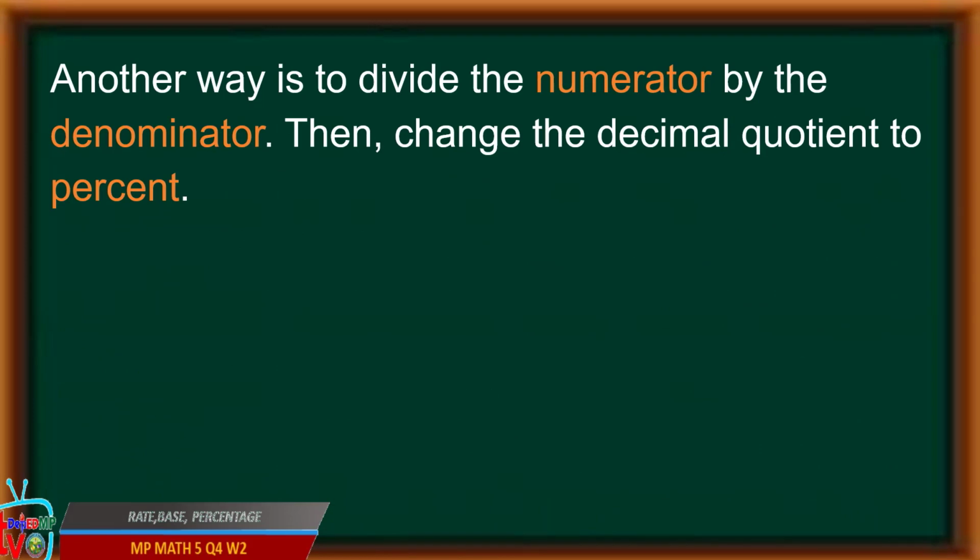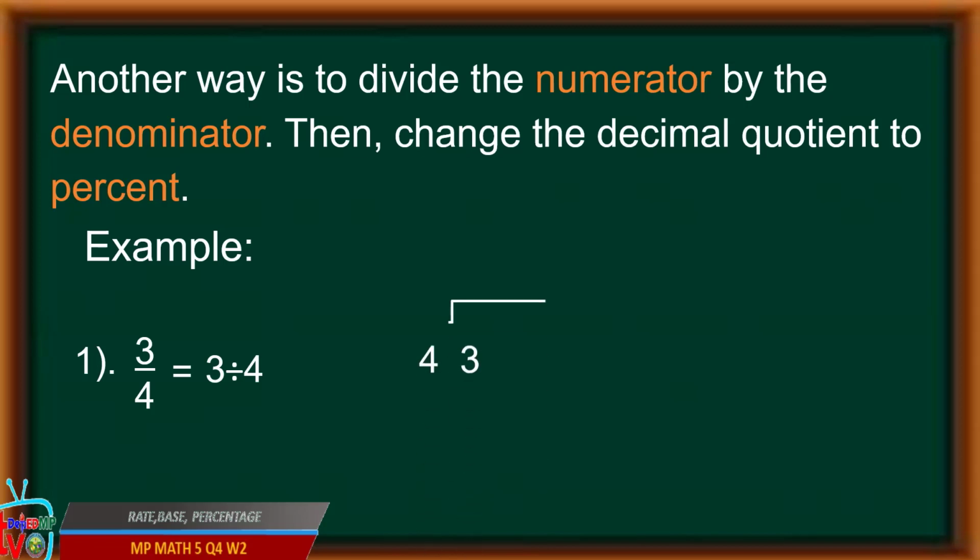Another way is to divide the numerator by the denominator. Then change the decimal quotient to percent. Example, 3/4 is equal to 3 divided by 4. Let's divide 3 by 4. We have 0. It cannot be. So we add a decimal and a cipher, then put a decimal. It should be aligned there above.